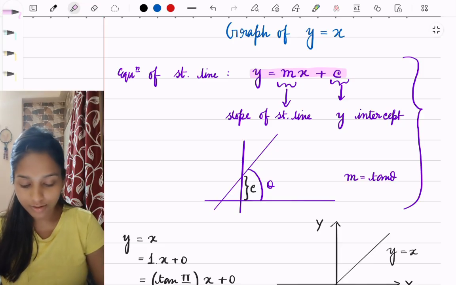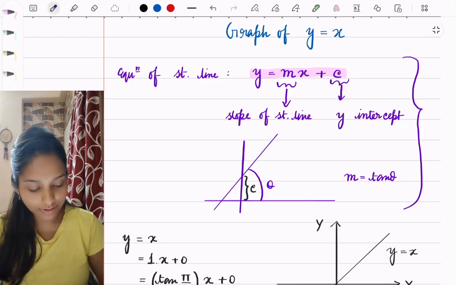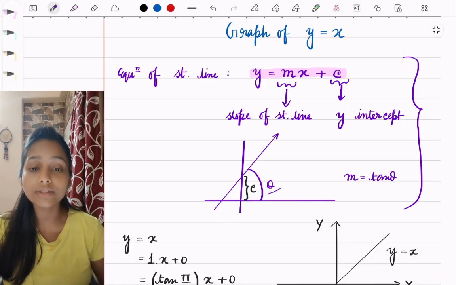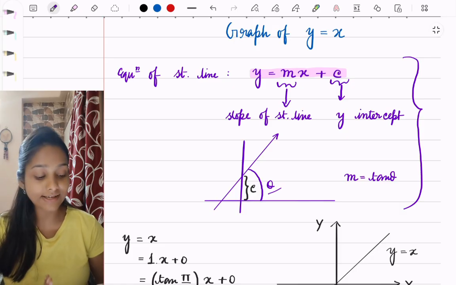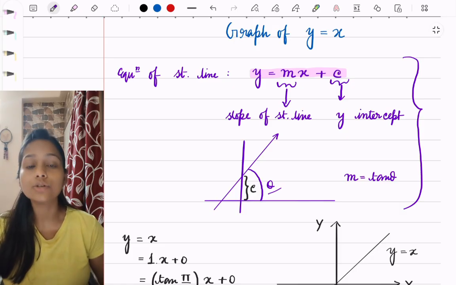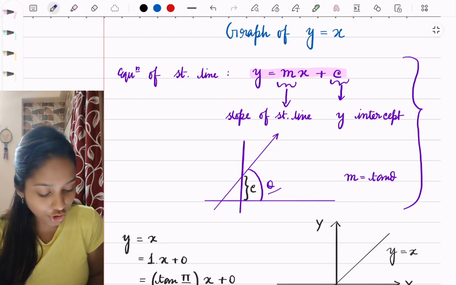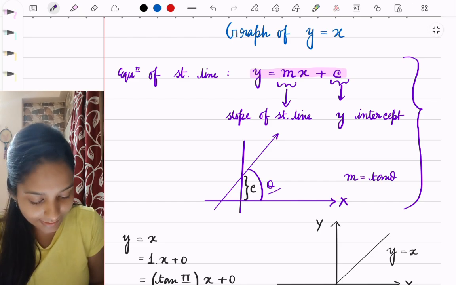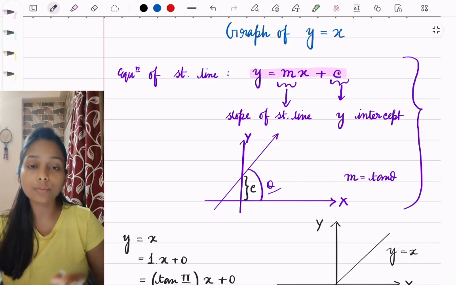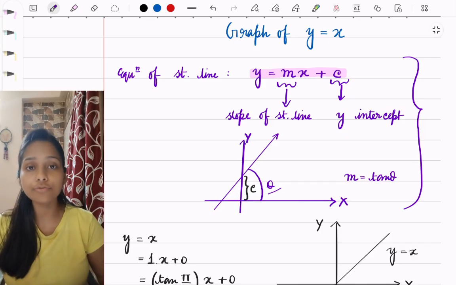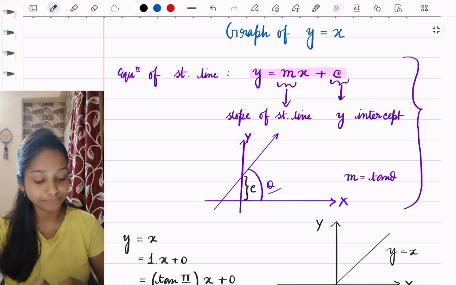Suppose we draw a straight line like this here. In this case, if this straight line makes an angle theta with the positive direction of the x-axis, then m will be tan theta. So suppose a straight line makes an angle 30 degrees with the positive direction of the x-axis, this is the x-axis and this one is the y-axis, then its slope will be tan 30, that means 1 by root 3.